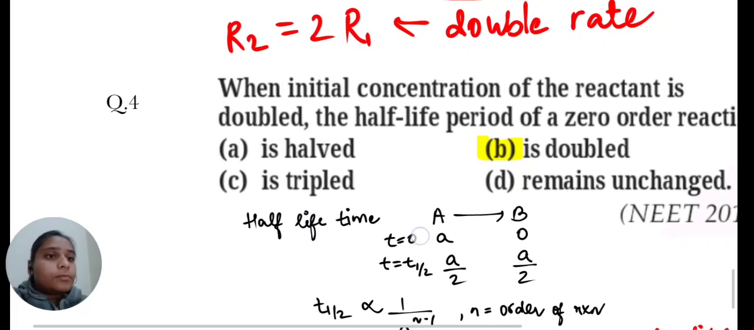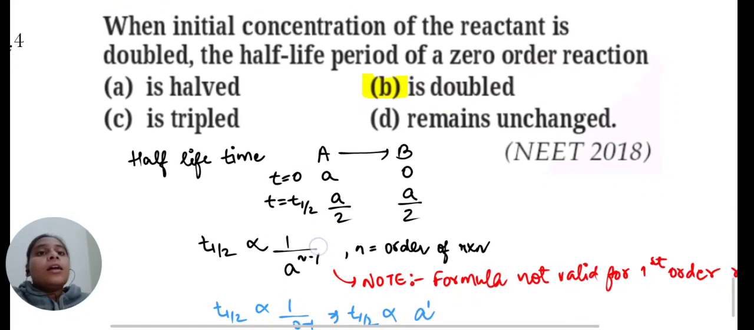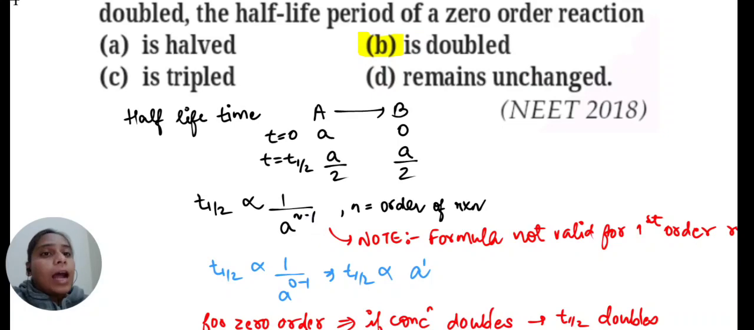Moving on to the next question. The question says when initial concentration of the reactant is doubled, the half-life period of a zero order reaction is. Now, to know about the half-life period, we need to know what is half-life time.